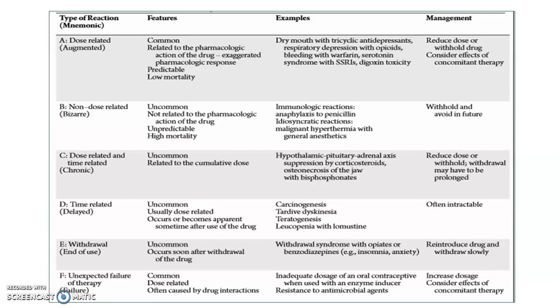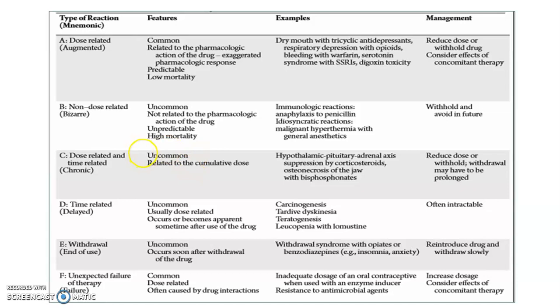So in this table, I just want to draw clear attention that dose related reactions, for example, these features are really uncommon, and these are all related to the cumulative dose of a drug. And the management for these type C reactions is, most of the time, we need to reduce the dose, because these are dose related as well as time related. Or if we withhold the particular drug which is the responsible cause of an ADR, there also we can minimize the type C reactions. Examples of these type C reactions are quite rare. One example which I want to put here is hypothalamic pituitary adrenal axis suppression by corticosteroids.